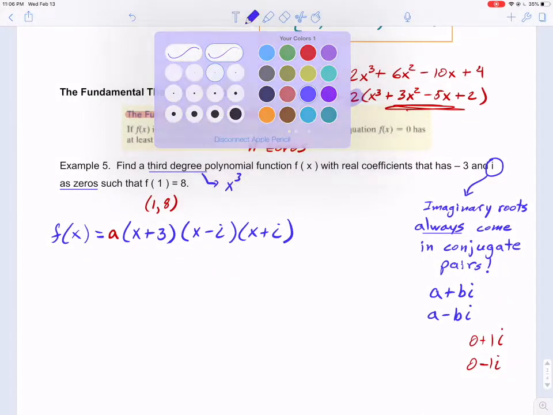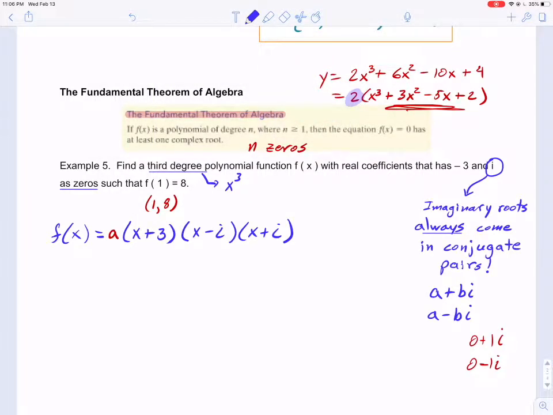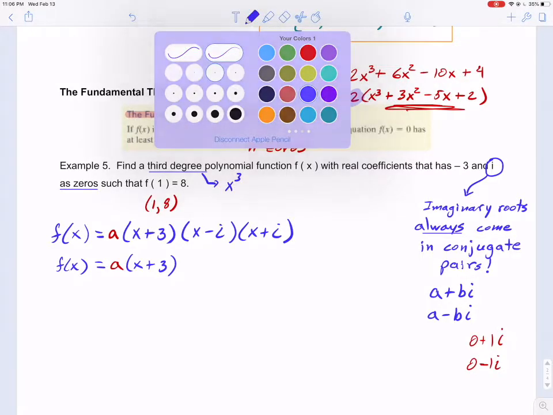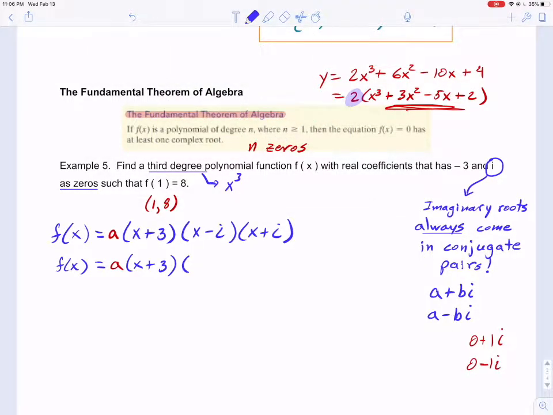All right, more on that in a moment. For now, let's just leave it alone. All right, they wanted us to build the third degree polynomial. So far, we have not done that. All we've done is just kind of written out the factored form, and we haven't found the a value. So we need to do it. I'm going to start out by multiplying these i terms.